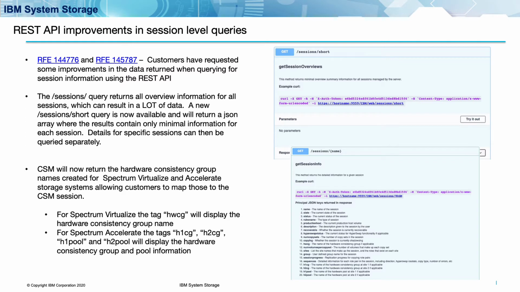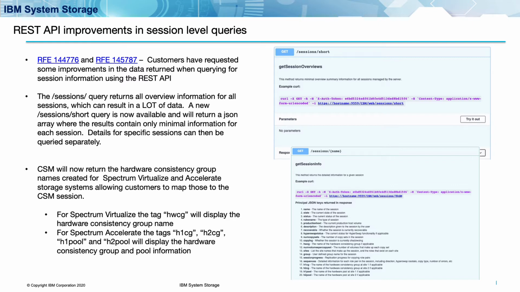A couple releases back, CSM exposed its REST API. We've had a REST API for a little while, but we finally externalized it, documented it, and it's available out there on Knowledge Center for you to look at and start using. Well, it looks like it's being used, and we've gotten a few requests based off its usage for some additional information or changes.